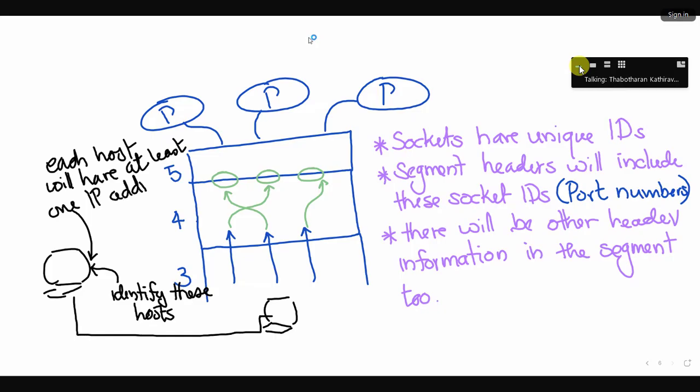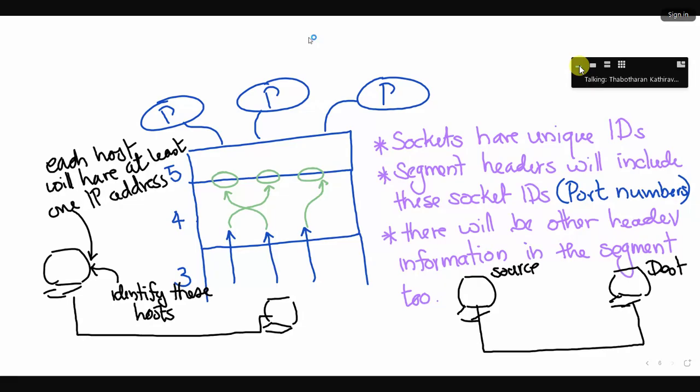So that could also be included in the segment header. Though IP addresses are used by the network layer to send and receive data, the IP address information could also be used by the segments, and could also get included in the sockets. We will see why it is so. And in addition to this, when data is sent from the source, it will arrive at the destination.